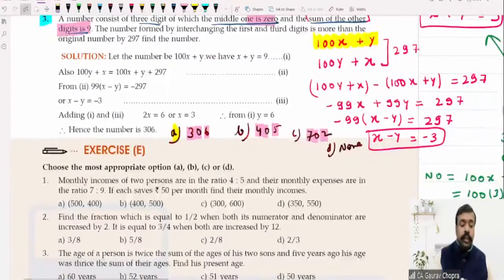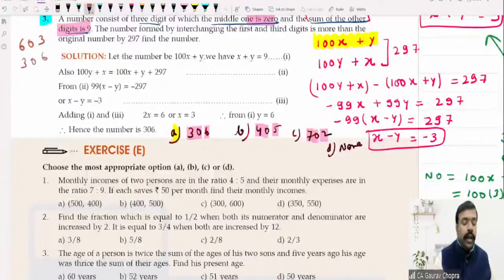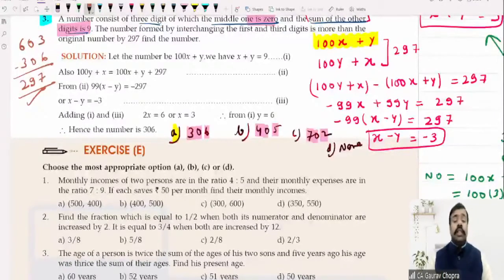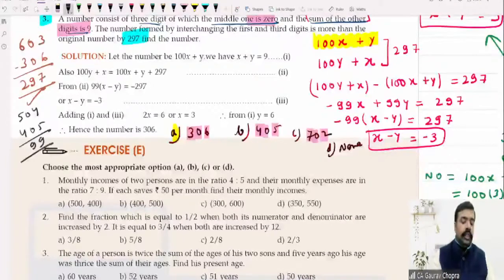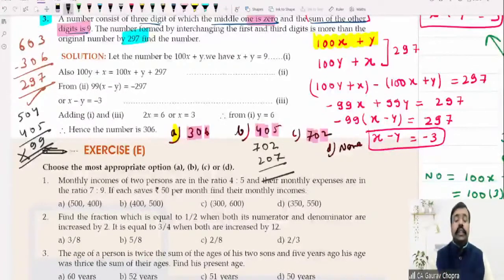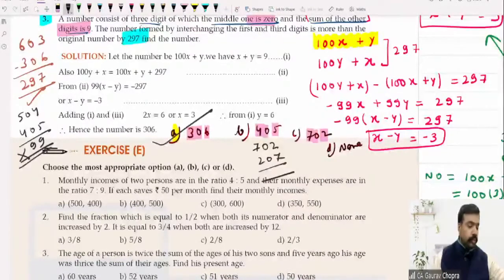So if we reverse the number 306, it will become 603. And now we have to find out the difference. The difference is clearly 297. So only the first option will satisfy this condition. Because when we talk about the second one, 504 minus 405, the difference is 99, so it is not getting satisfied. Similarly, the third one, 702 and 207, the difference is much higher. Hence, option A becomes correct. Okay.